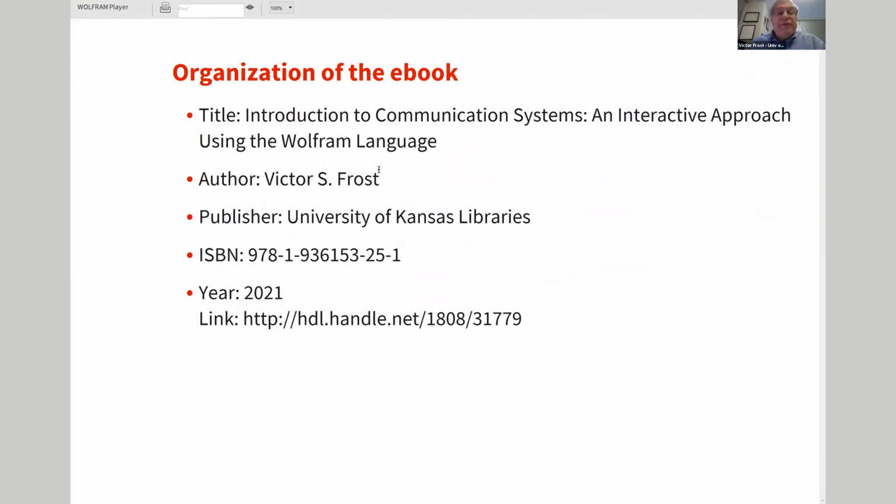So here's the information about the book itself. It's the ISBN number. It's in the KU libraries. And here's a link to it. If at the end we have time, I'll maybe go show you what the link looks like on the KU Scholars page. Anyway, that's the information about it.